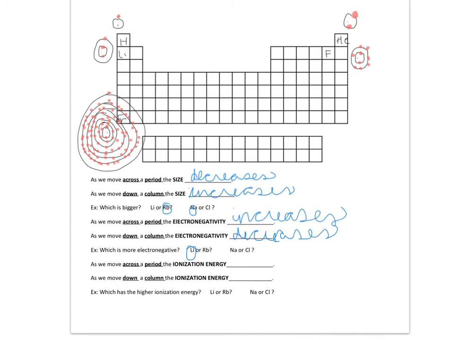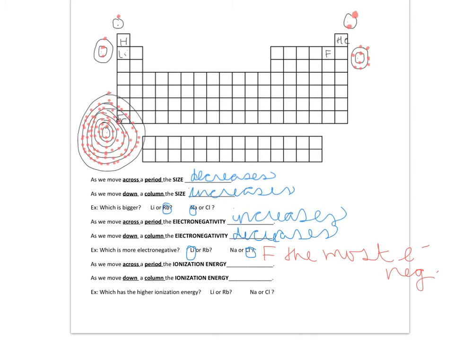Now from sodium to chlorine, chlorine's much smaller than sodium. It's holding those electrons really tight. It wants one more electron to gain that full octet. So chlorine is the most electronegative of the two. Now something to note, fluorine is the most electronegative.